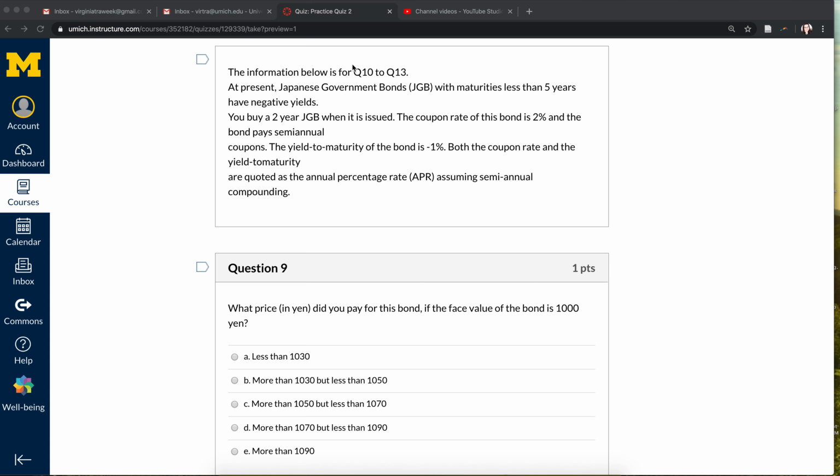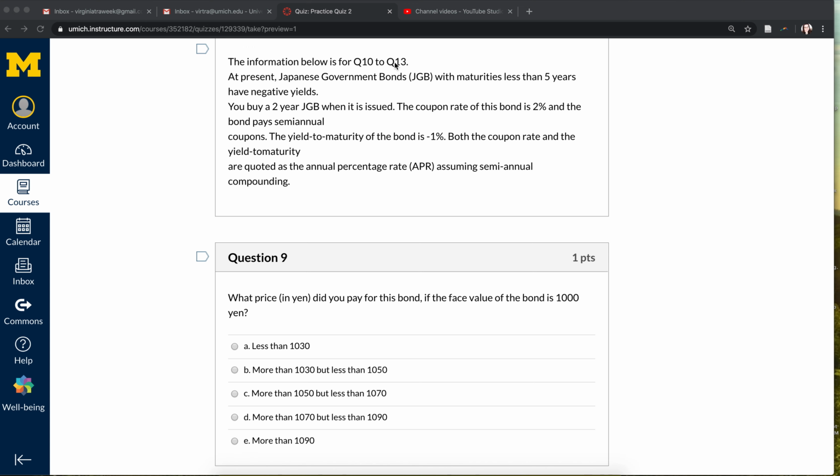All right, this is questions 9 through 12, I believe. I think this thing is wrong, but we have Japanese government bonds that have a yield to maturity, a maturity in less than 5 years, and they have negative yields. So we have one bond in particular that has 2 years when it's issued. The coupon rate is 2%. It pays semi-annual coupons. Yield to maturity is minus 1%.